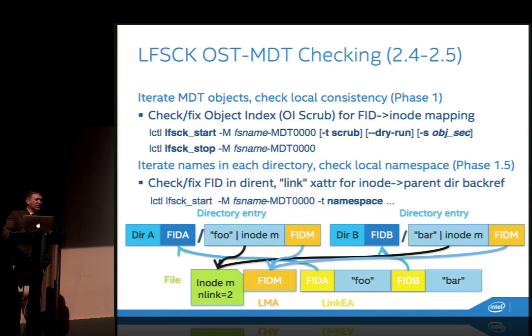the LFS check in 2.4 implemented the object index scrub, and so it goes through the whole file system and verifies the file identifiers that are stored in each inode and matches that against the object index files, which are Lustre specific.